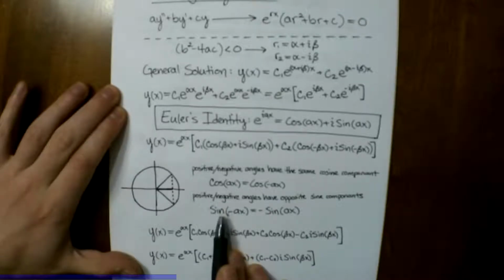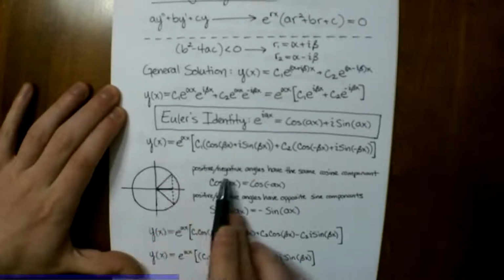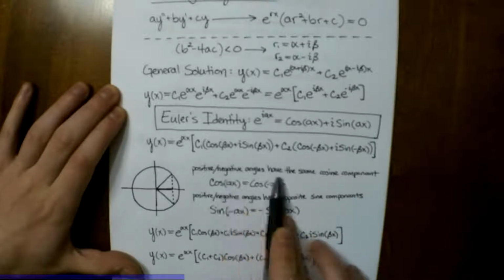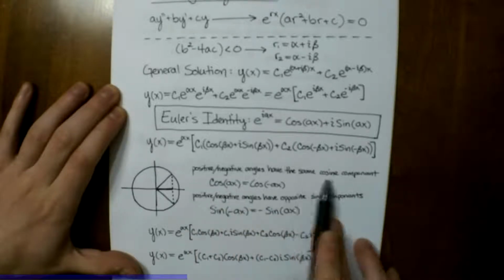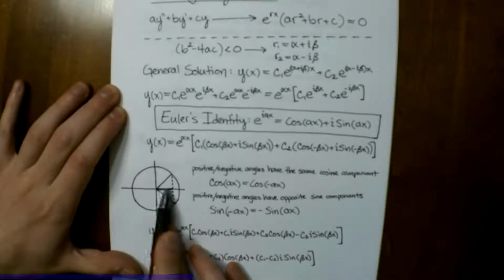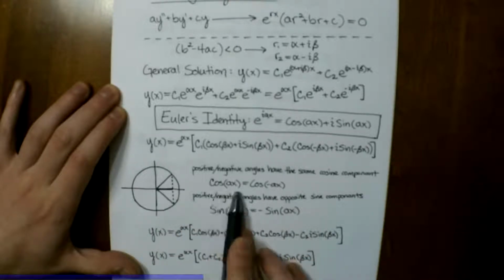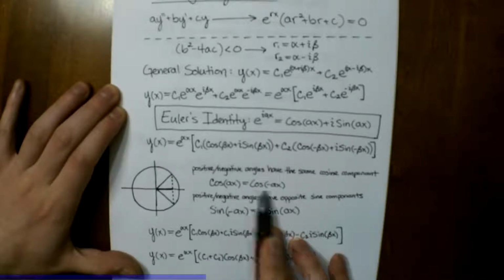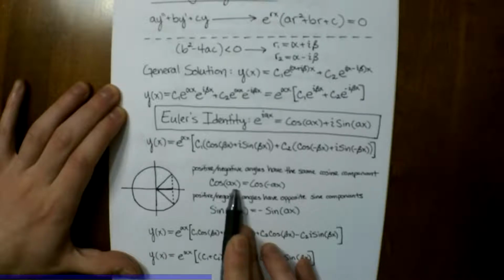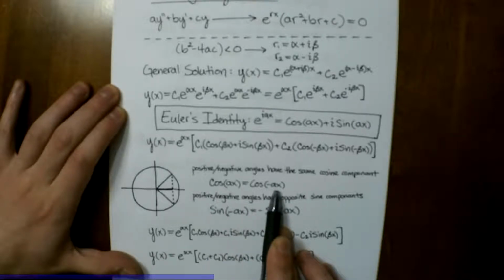Let's recall what we know about the unit circle, however. Positive and negative angles, so long as they're the same angle, will have the same cosine component, right? So this is the cosine component right here. And as you can see, this positive angle and this negative angle share the same cosine component. We may then write that the cosine of ax is the same as the cosine of negative ax. That is, the cosine component of the positive and negative angles are the same.